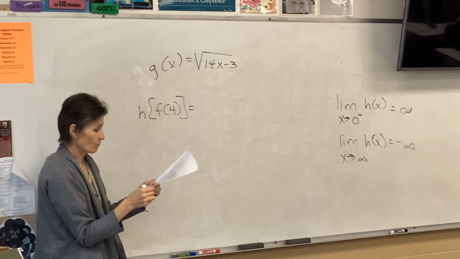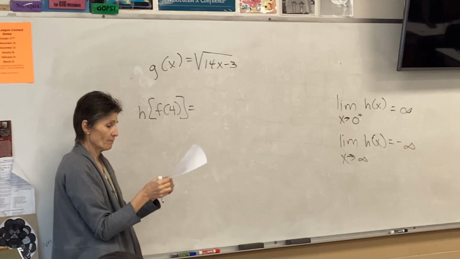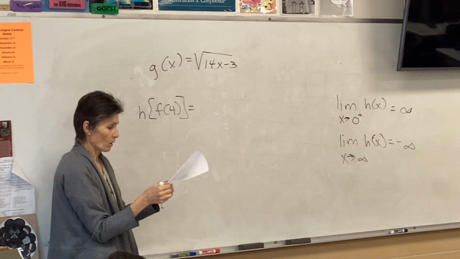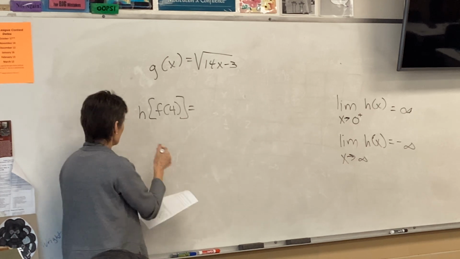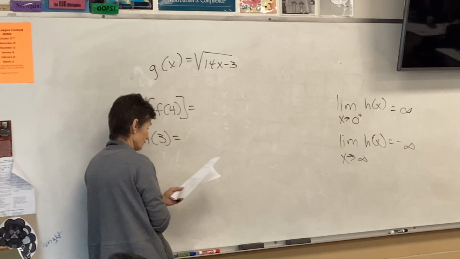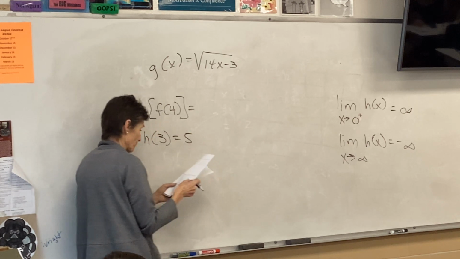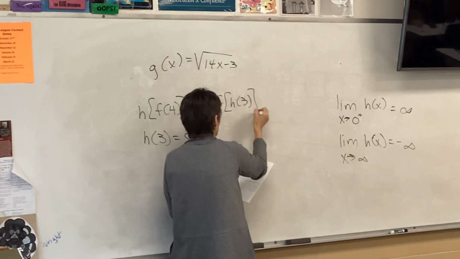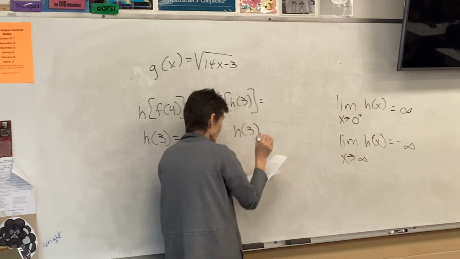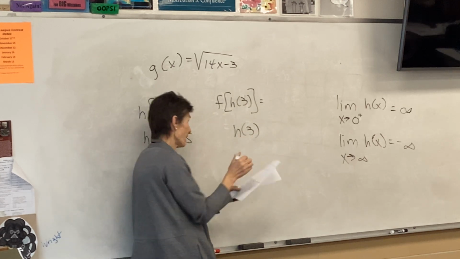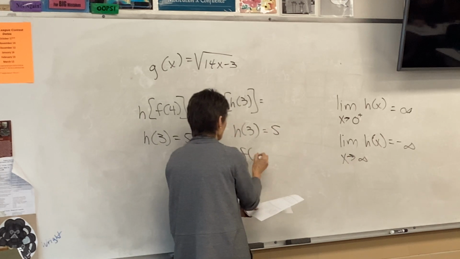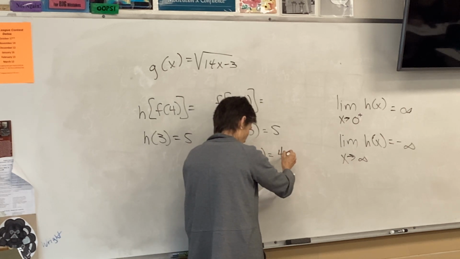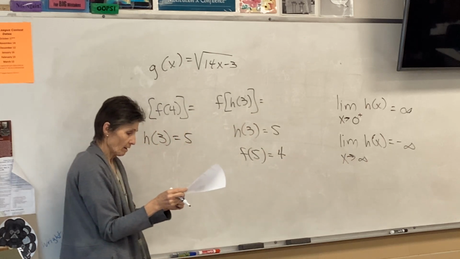All right, who can do this for me? H of f of 4. What's f of 4? 3. What's h of 3? Perfect. F of h of 3. All right, what's h of 3? 5. And what's f of 5? 4. Yep, 4. Perfect. All right, do C and D.